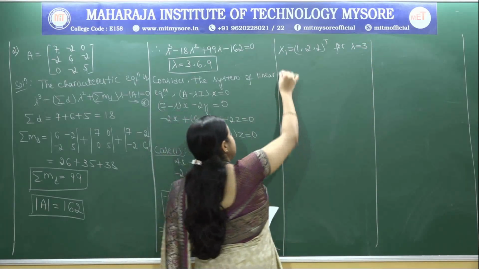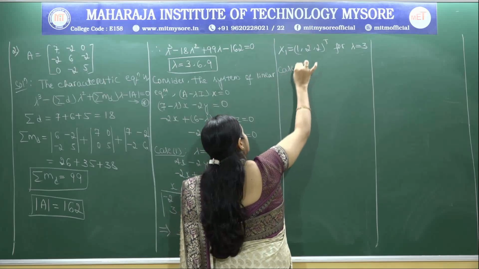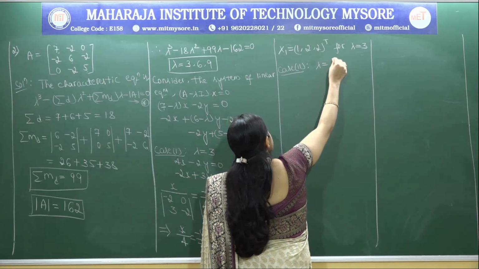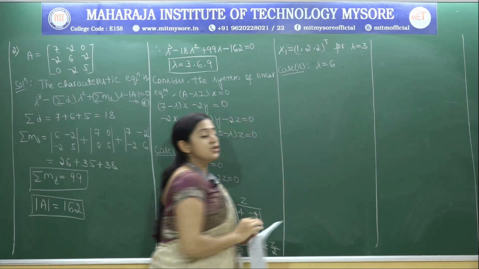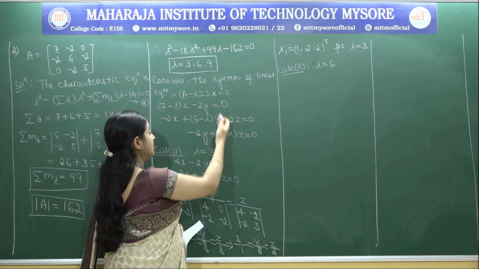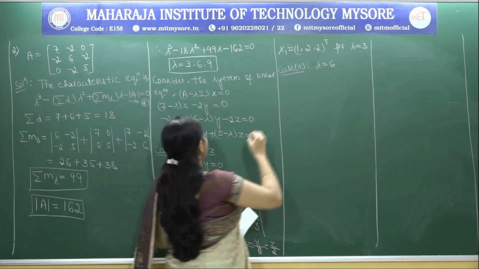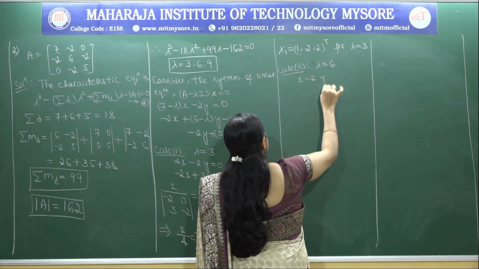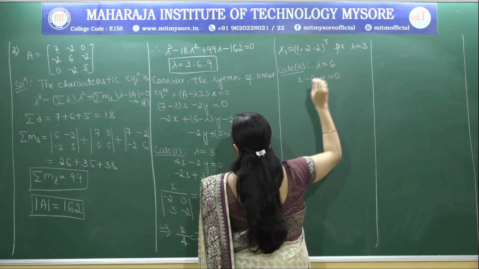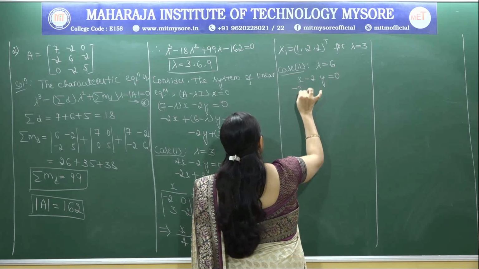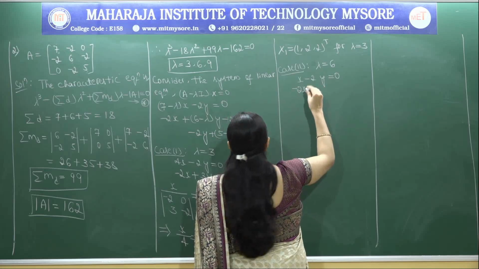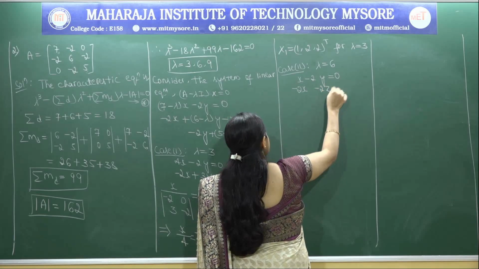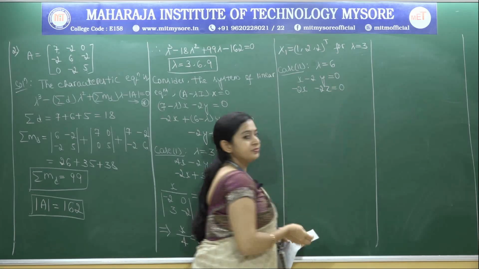Similarly, case 2: put lambda equals 6 into this system of linear equations. For the first, you will get x minus 2y. I consider the first and second equations only, though you can consider the third equation also. So 6 minus 6, you will get 0, minus 2z equals 0.